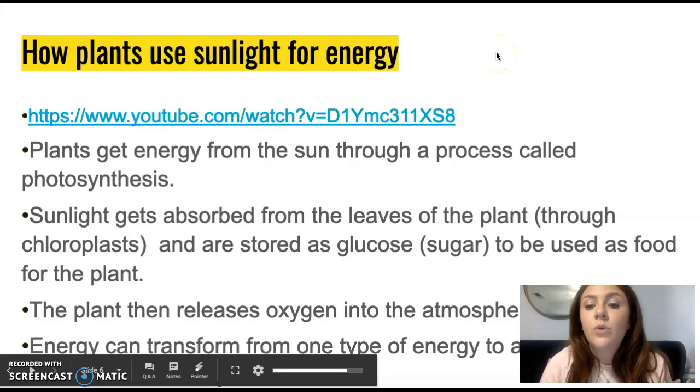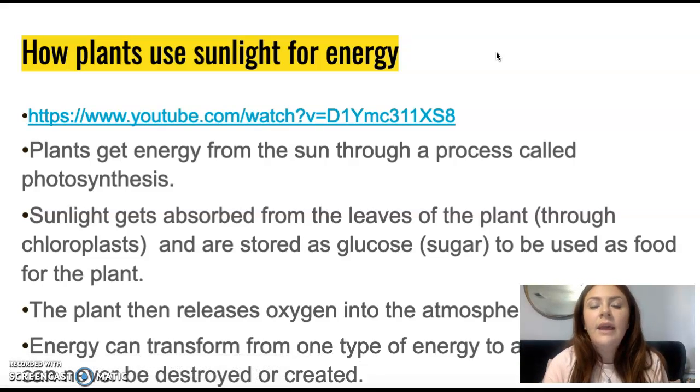So sunlight gets absorbed through these chloroplasts and is stored as glucose, fancy word for sugar. And then that plant uses that sugar later as energy. The plant then releases oxygen into the atmosphere. We all know that oxygen is very important for us to live.